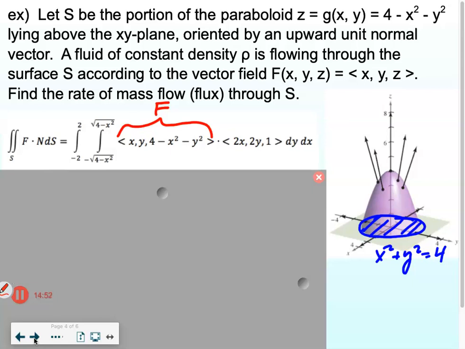That's your N. That's partial x, it's technically negative partial x. We get a negative, so negative makes it positive, right? Negative partial y, positive 1. Then we want to integrate over this circle. So if you solve it for y, then y goes from negative root 4 minus x squared to positive root 4 minus x squared, and x goes from negative 2 to 2.